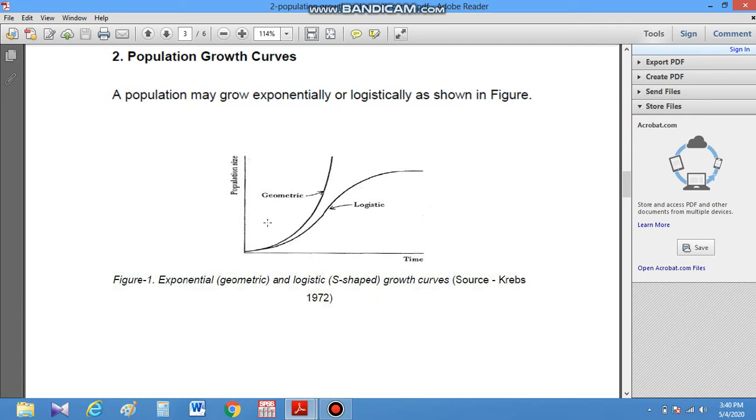This growth curve is represented by bacteria, insects, algae, etc. Here, individuals of early reproductive age are more than older individuals because they die at an earlier stage.